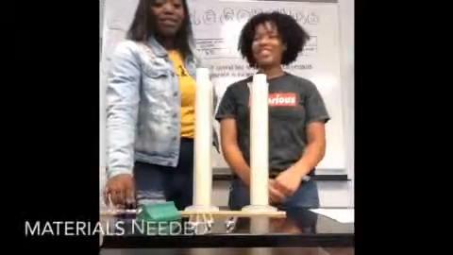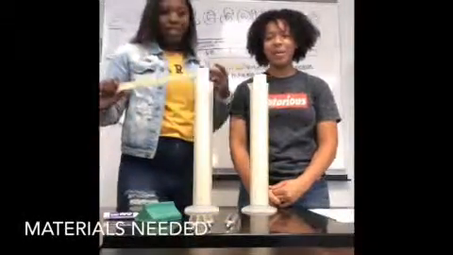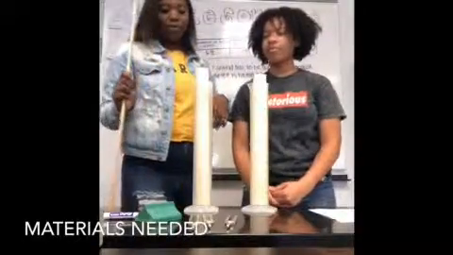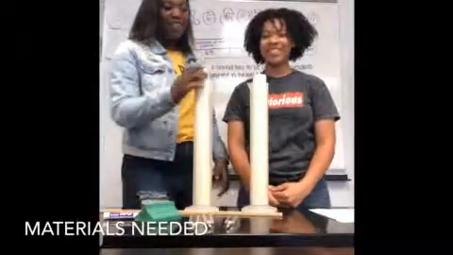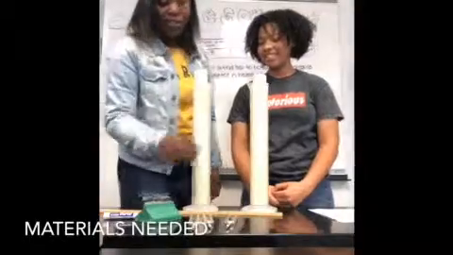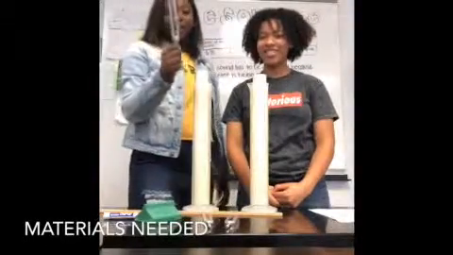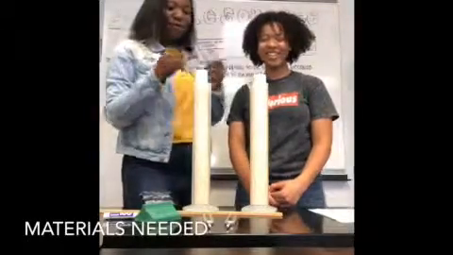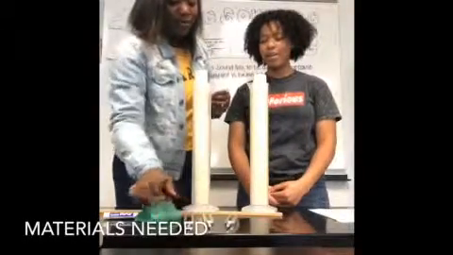Okay, first we're going to talk about the materials you need. You need a meter stick to measure the length of the air column and the diameter of the air column. Then you need a graduated cylinder. You need 3 different tuning forks with 3 different frequencies. And we have 256, 392, and 523.